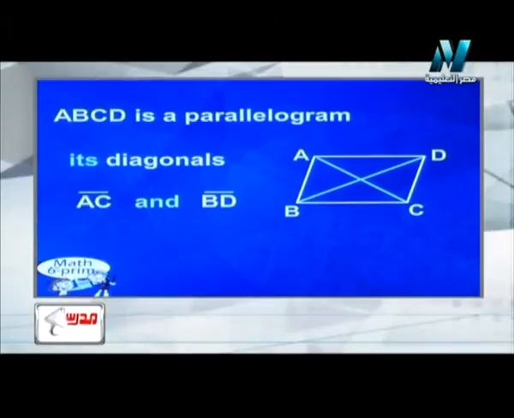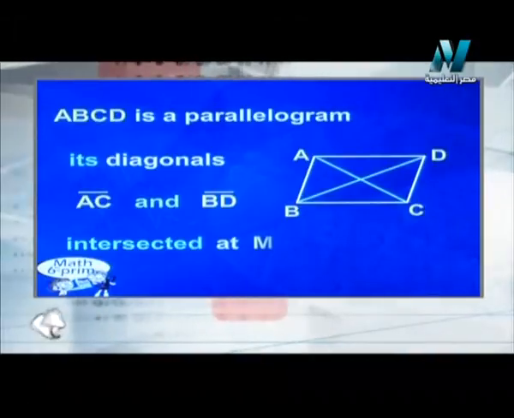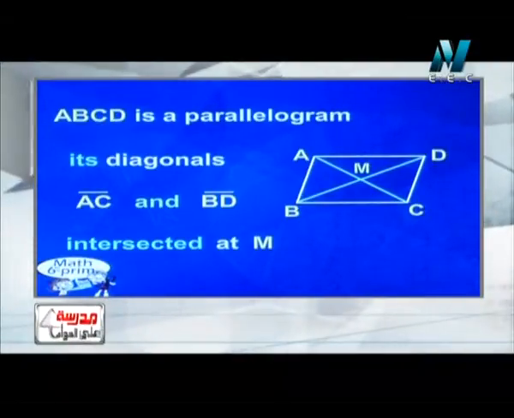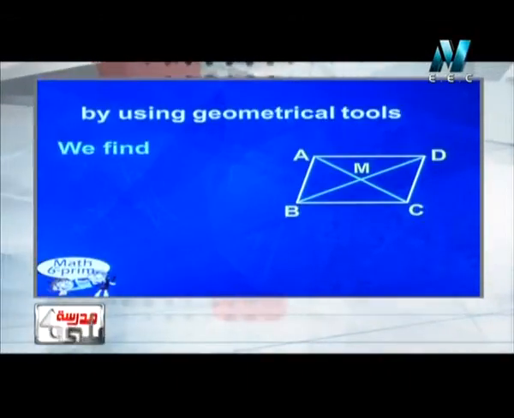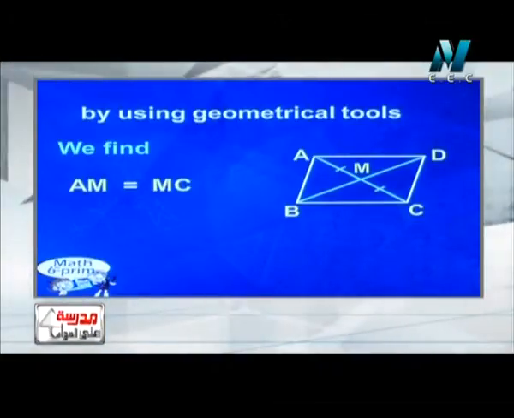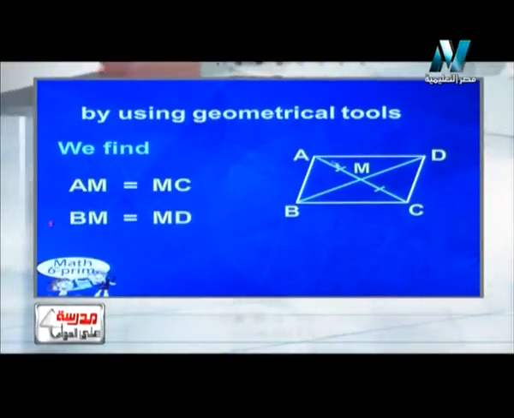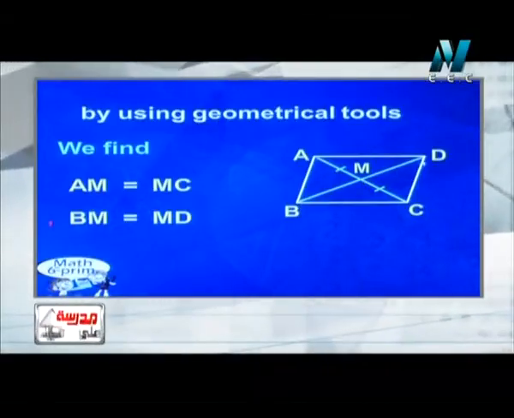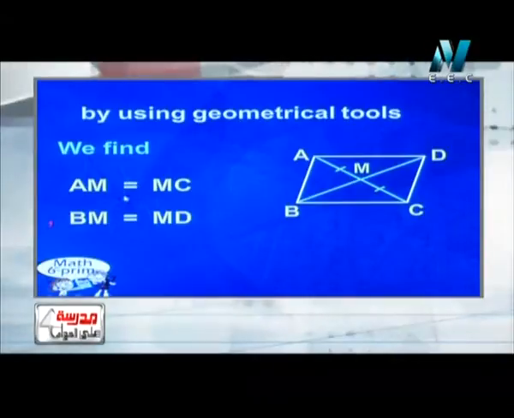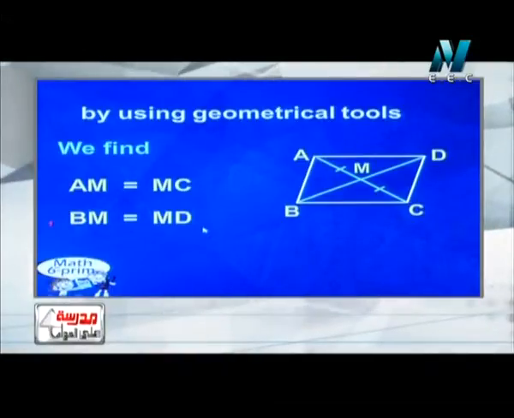What is the last property of a parallelogram? The diagonals bisect each other. The two diagonals intersect at one point, the point M as you see, and the diagonals bisect each other. What does it mean? If we use the ruler, we can measure the length of AM, the length of MC, the length of BM, and the length of MD. We will find a very important point: the length of AM equals MC, and the length of BM equals MD. Each diagonal, my dear students, divides the other one into two equal parts.